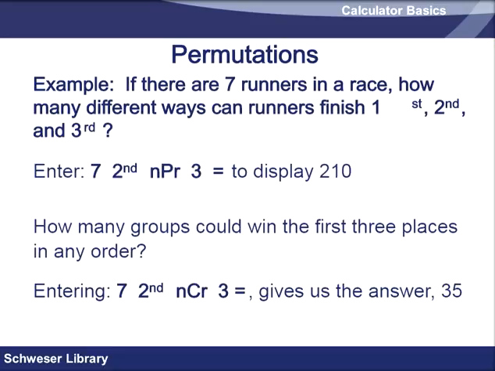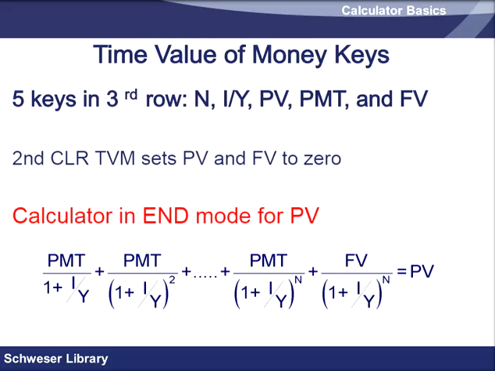And the difference between 35 and 210 is that we've multiplied by the different number of ways that we can reorder 3 people into first, second, and third. And so that's 35 times 6. So that's the relation between the 2.